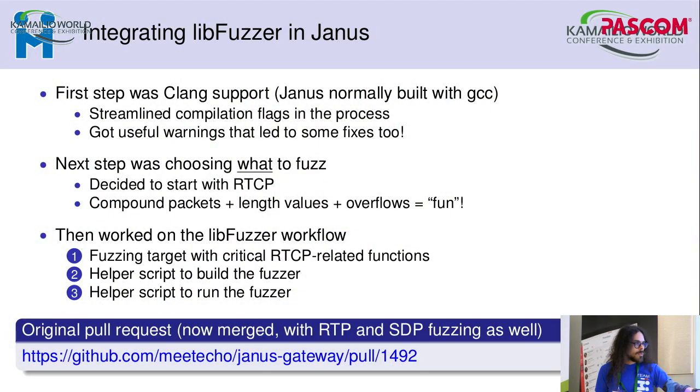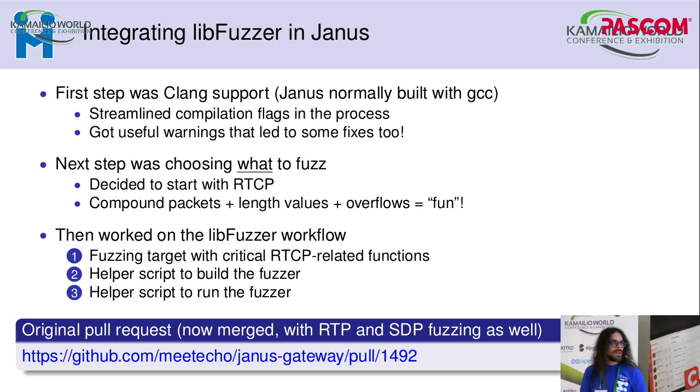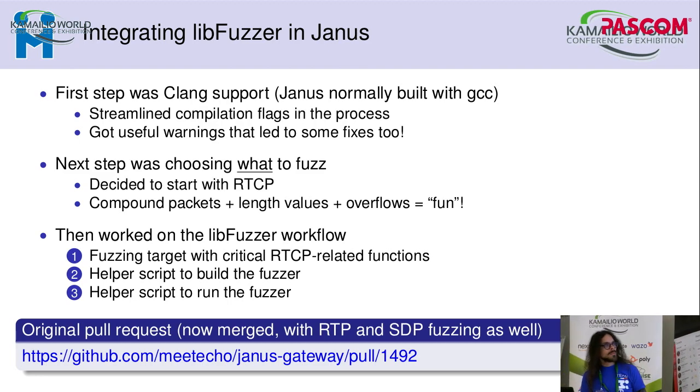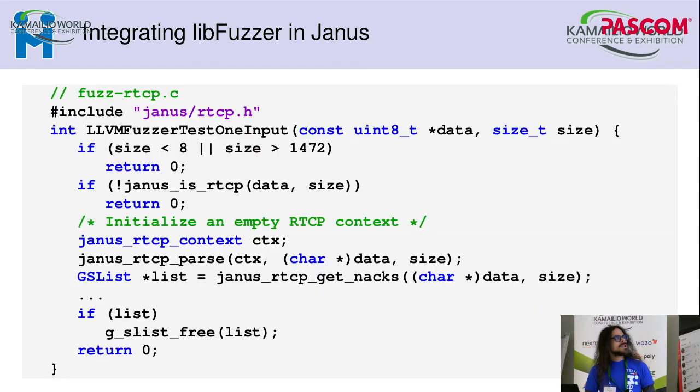And all of this ended up in a pull request that we wrote for our project. This pull request has since been merged by Alessandro. Actually, we added some other stuff like RTP and partly SDP fuzzing support as well. But it's still an interesting read if you want to learn a bit more, especially in terms of what we needed to change, for instance, in the makefile for this to work, what we needed to do in the scripts and so on.